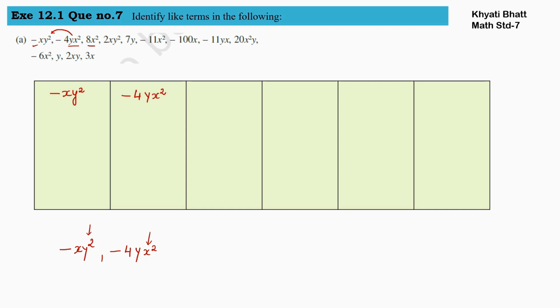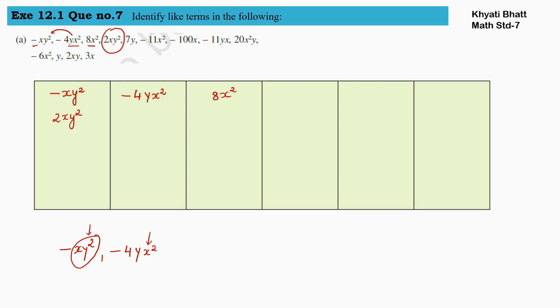8x square. This is also different. So I am writing in another column 8x square. Then comes 2xy square. Now xy square we have already written over here. So we are writing in the same column that 2xy square.